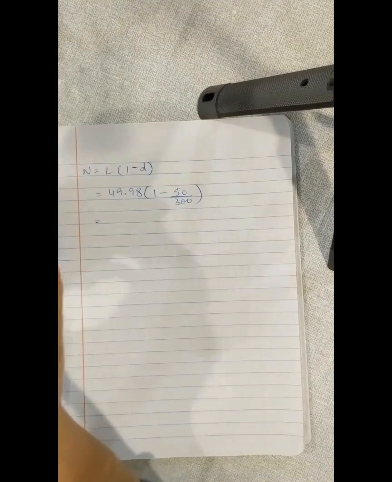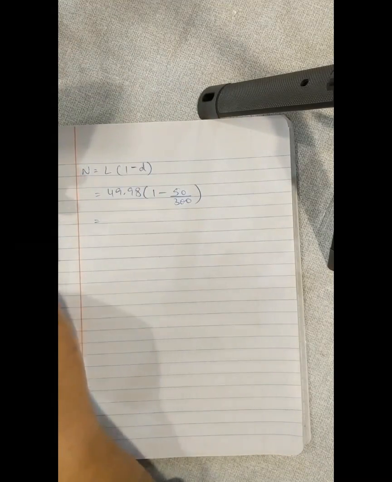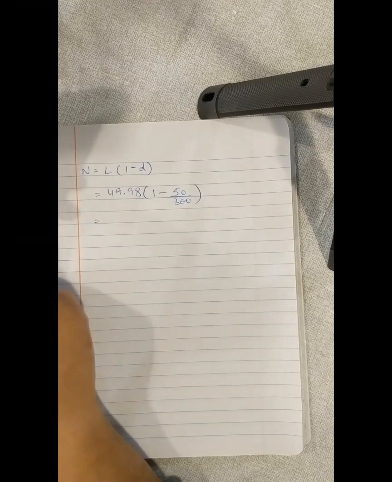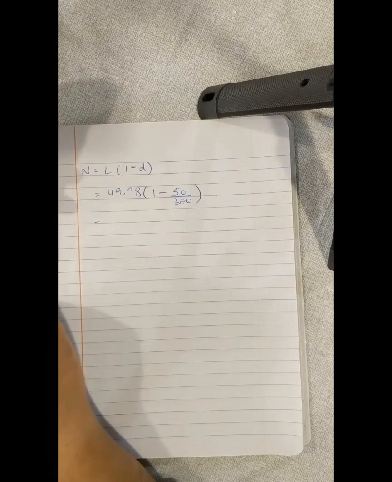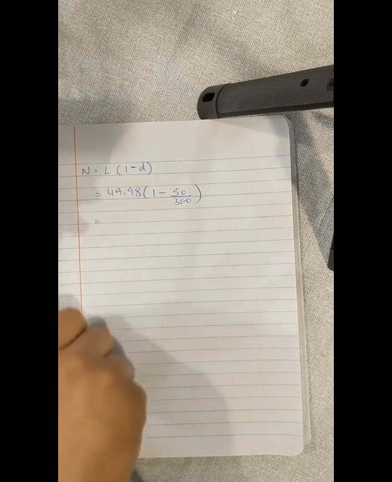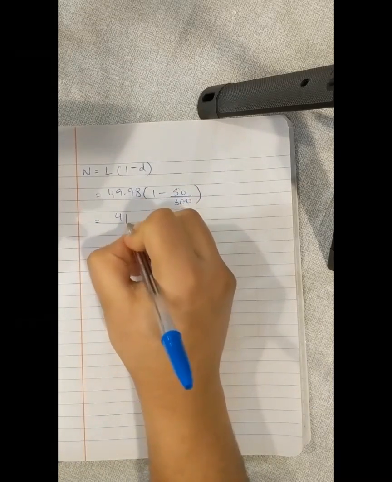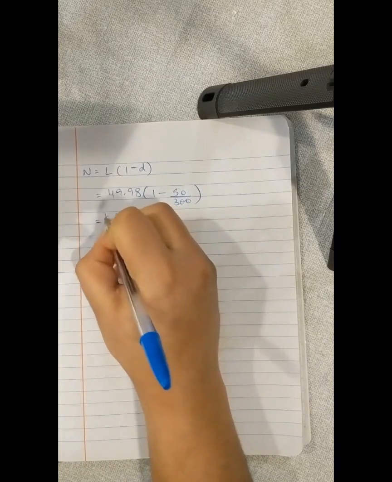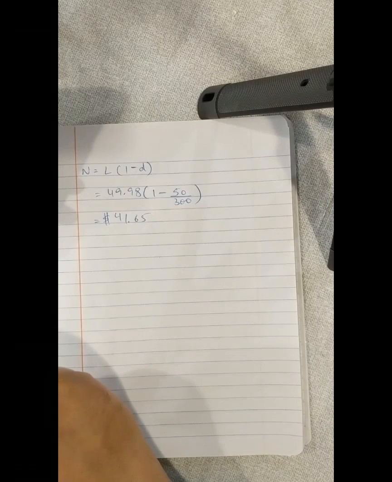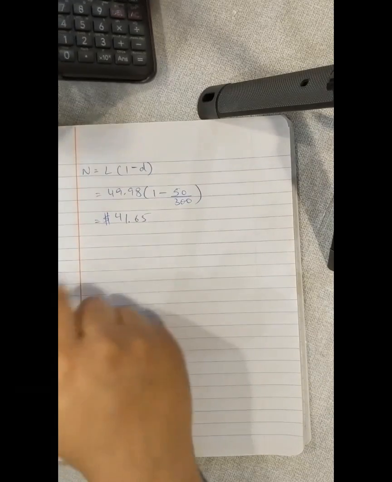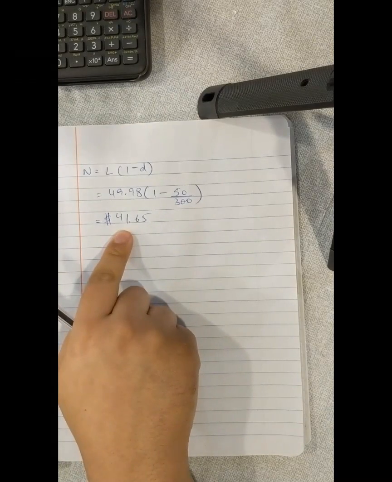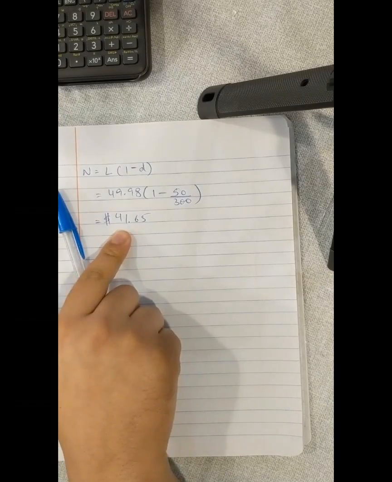Anyways, so let's do this calculation. 49.98 times bracket 1 minus 50 divided by 300. This will give you 41.65, right? So this is our net price. Easy, right?